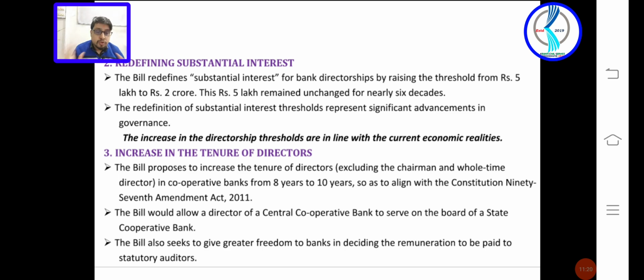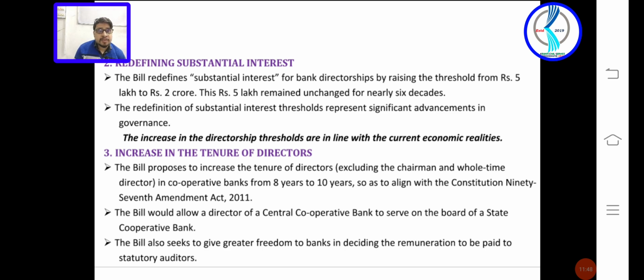If anyone holds 2 crore or more than 2 crores in any account or in any bank, that time he will not become the director of that bank. So that's why the bill redefines the substantial interest for bank directorship by raising the threshold from 5 lakh to 2 crore. And you just see, your 5 lakh remained unchanged for nearly 6 decades. It could have changed, no? The previous government could have changed this threshold.